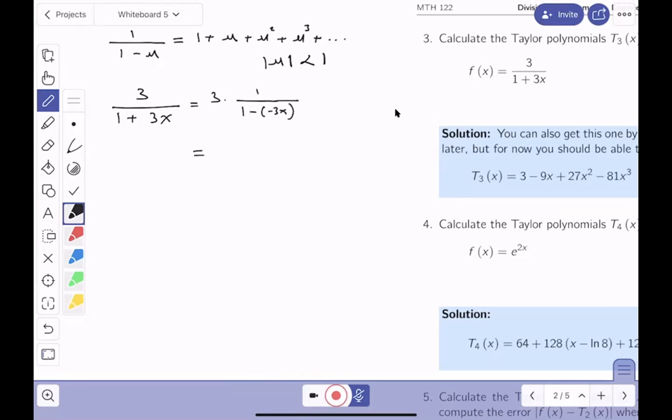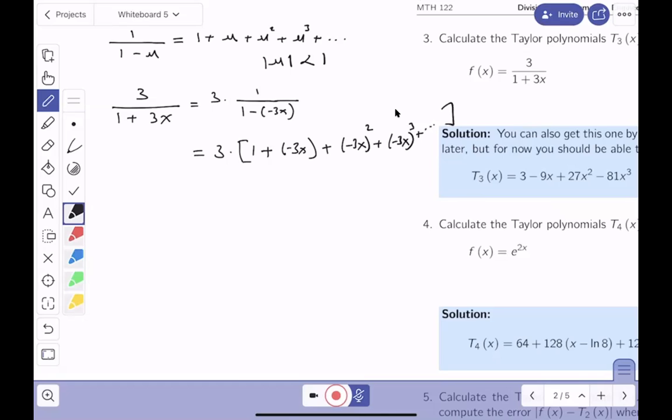Well, let me write this down. It's going to be 3. And now I'm looking at that geometric series. What's it going to be? 1 plus u. Well, what's u now? It's minus 3x. And what's the next term going to be? Plus minus 3x squared plus minus 3x cubed plus and so on.